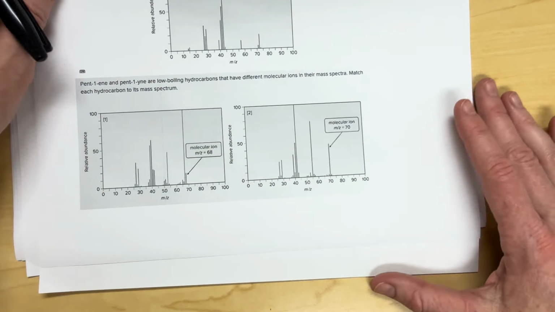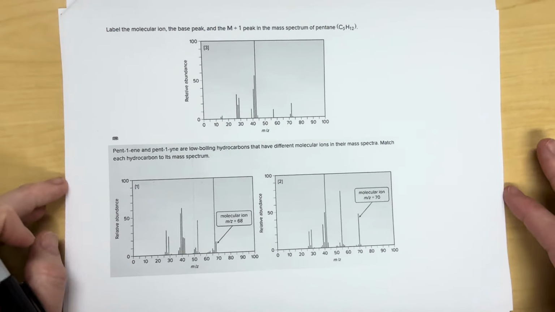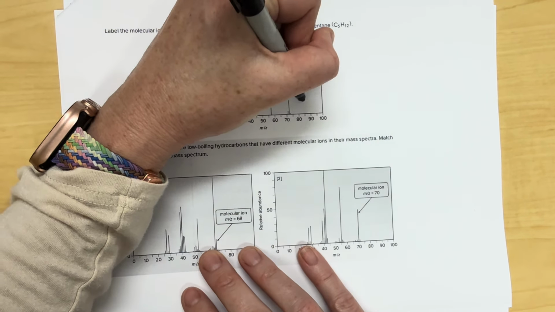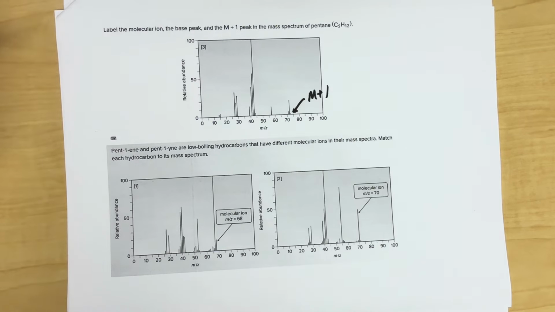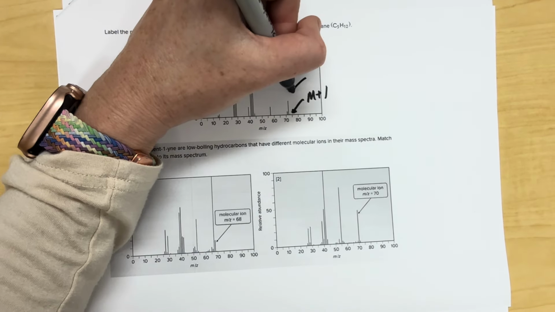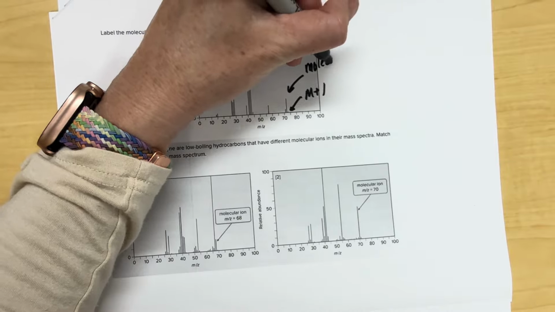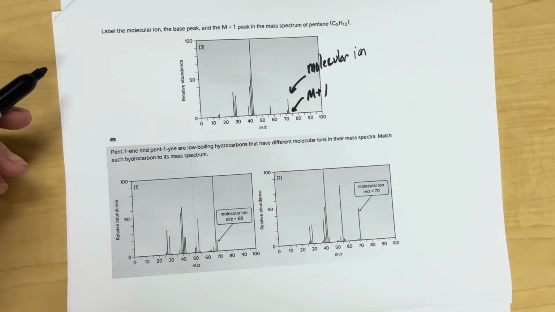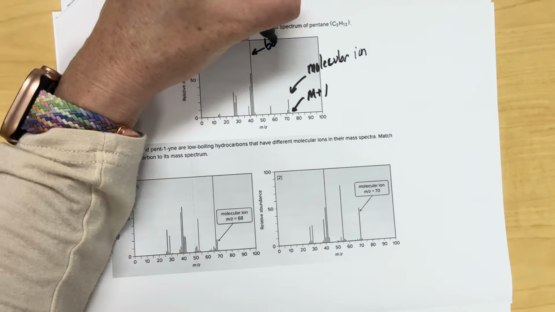Let's look at these two. Well, I guess we can do this. It says label the molecular ion and the base peak and the M+1 peak. So the M+1 is always going to be the most tiny one. There. Then the one next to it has to be the molecular ion peak. Then this biggest one has to be the base peak.